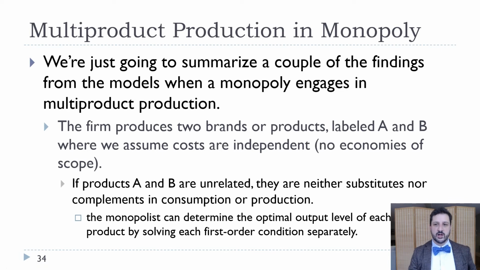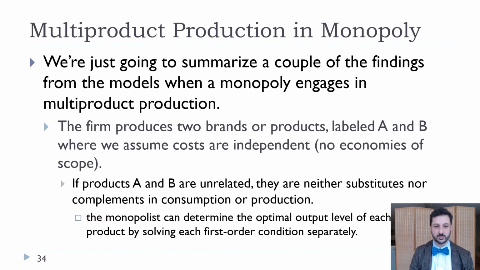So we want to just summarize a few of the findings from the models of this sort of multi-product production in monopoly, right? And so we have two brands, two products, or two stores. We've got A and B. If they're unrelated, then they're neither substitutes nor complements. You can just basically act like they're two monopolists.